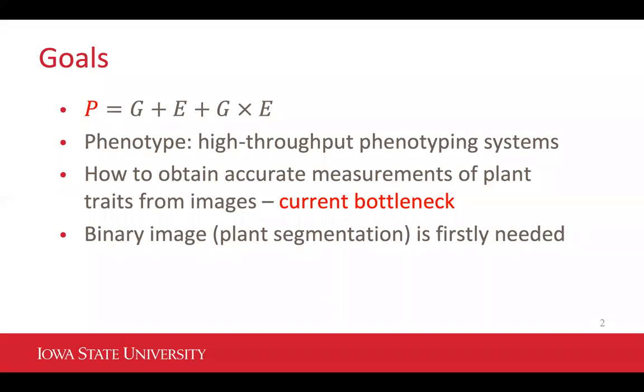Okay, so now we have those systems, but the current bottleneck is how to accurately extract these plant traits from images. What we will talk about is the first step for feature extraction, which is plant segmentation. Plant segmentation will generate a binary image. I will show you in a minute.